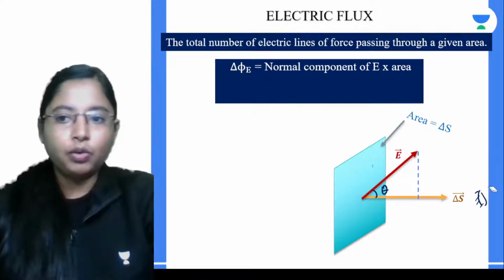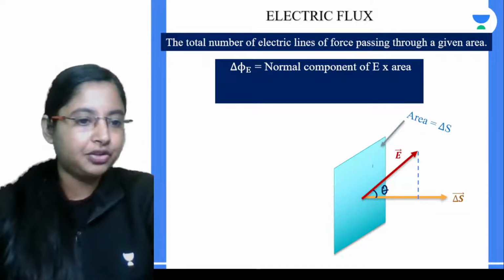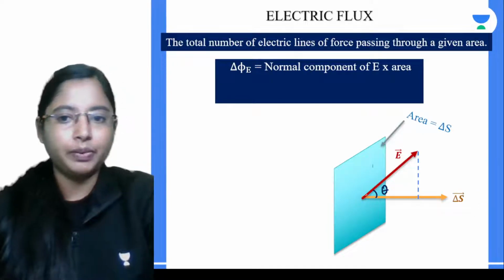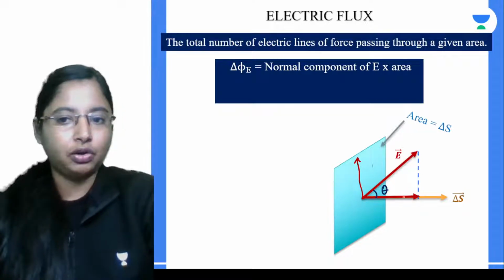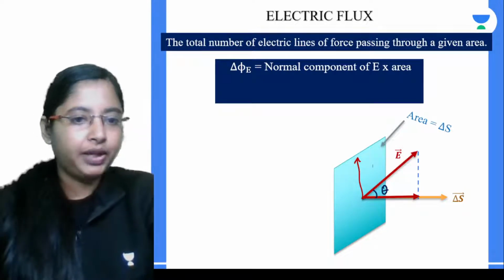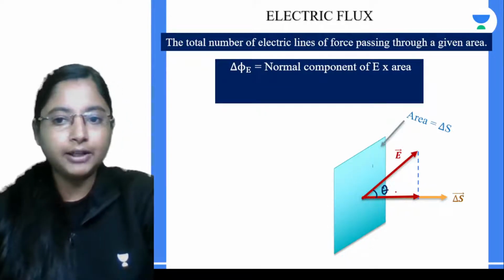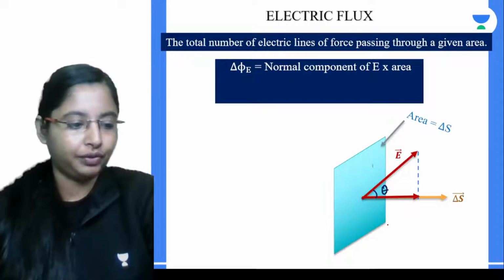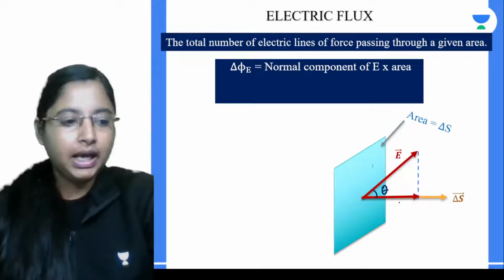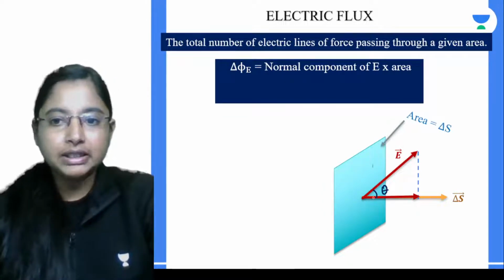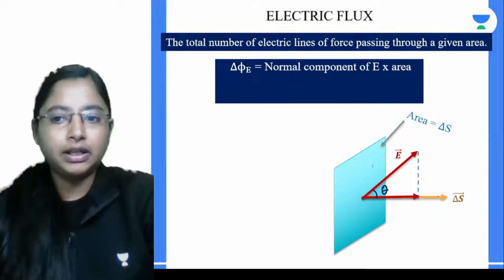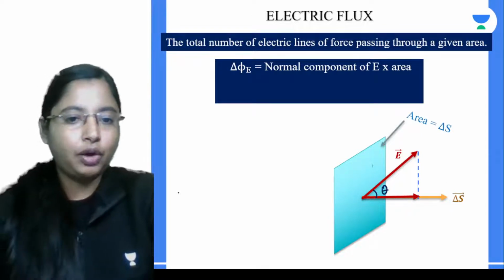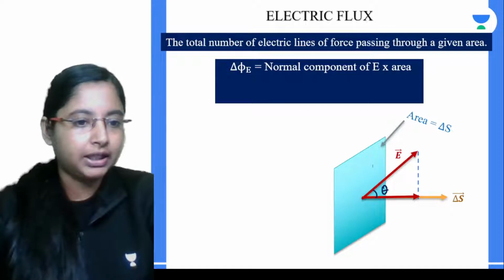So what we do is resolve this electric field into its two component vectors, one along the vertical and the other along the horizontal. Now we take the field along the area vector, that is, the magnitude of this particular electric field along the direction of the area vector. To obtain this, we can take cos theta.